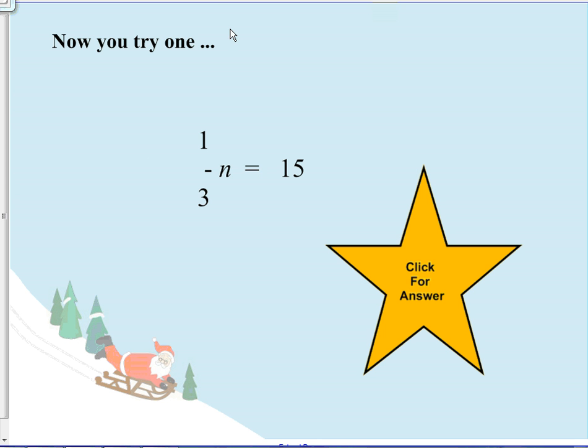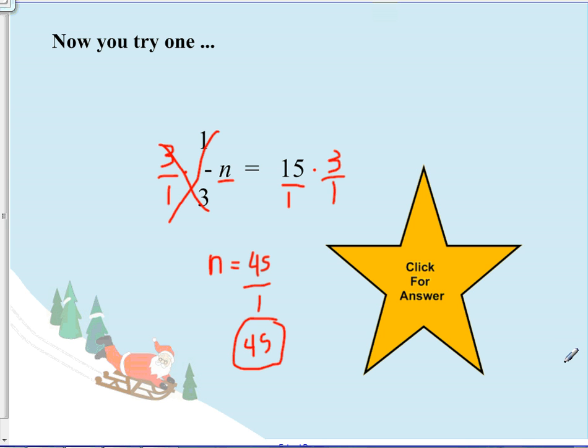I have 1/3 n equals 15. My first step is to get this n by itself. So I'm going to multiply both sides by its reciprocal, and the reciprocal of 1/3 is 3/1. I'm going to do the same thing on this side, because whatever I do to one side of the equal sign, I have to do to the other side. So then my 3's go away, and I'm left with n equals 15 times 3, which is 45. Technically it would be 45/1, but that's the same thing as 45, so we can just keep that as our answer. And we are done. Very simple.